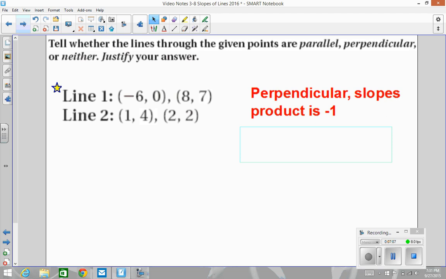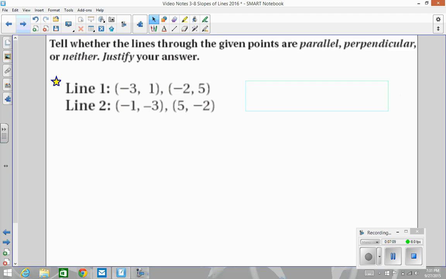All right, let's try another one. Okay, here's two more sets of points. Again, pause the video, find the slopes of each of those lines, and look at them, see if they're parallel, perpendicular, or neither. Be able to have the work. If you don't have the work, we're not going to give you credit.